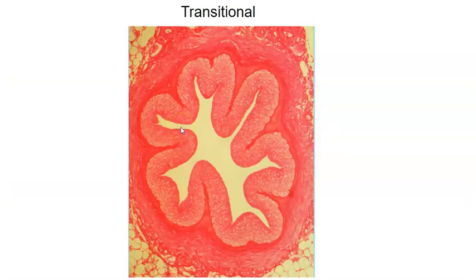Transitional epithelium, again, you really can't see too well from this picture, but based on the overall shape of this, it looks like it's an organ that's designed to expand. Maybe it's a urethra or bladder, I don't know for sure, but you can tell that it's going to be expanding. That's what transitional epithelium does.